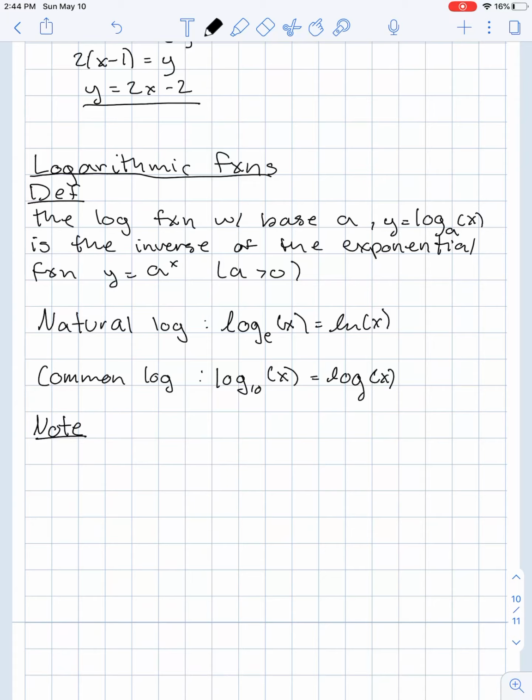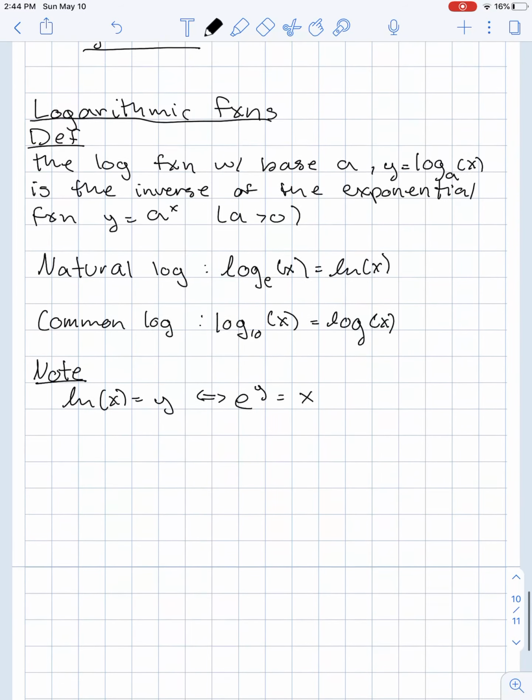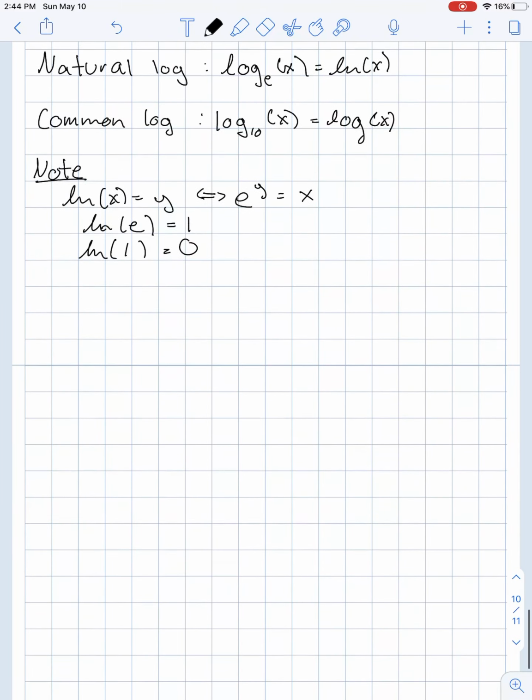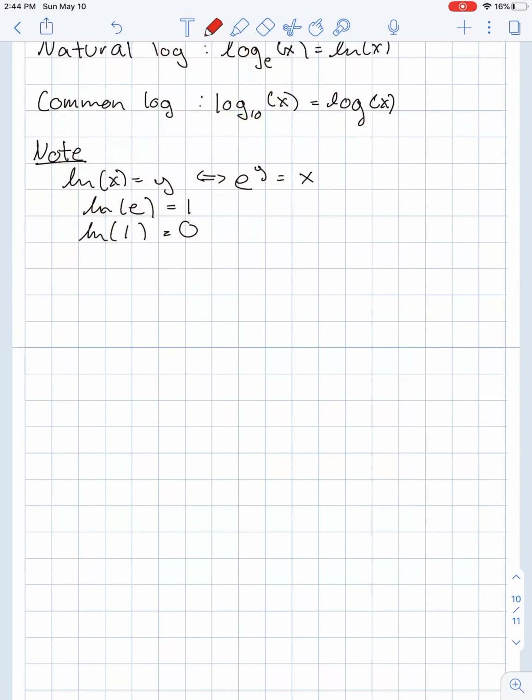So I want you guys to take note of some fun things about log and ln of x. They're inverses, so ln of x equals y whenever e to the y equals x. Also, ln of just e, not e to the x, equals 1. And ln of 1 is 0. Okay? So just like we had some exponential rules, we have log rules.